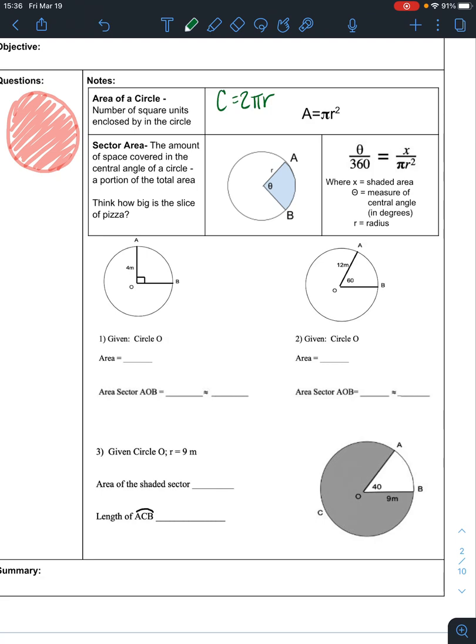Now, just like when we talked about the sector or the arc length, how it was just a piece of the circumference, the sector area is just a piece of the area. Well, how do we figure out what the piece is? We do the angle that is incorporated into it over 360, because 360 is the whole circle. So again, it's part over whole. And the part, the shaded section, right? That's what we want, the shaded piece over the whole area, pi r squared.